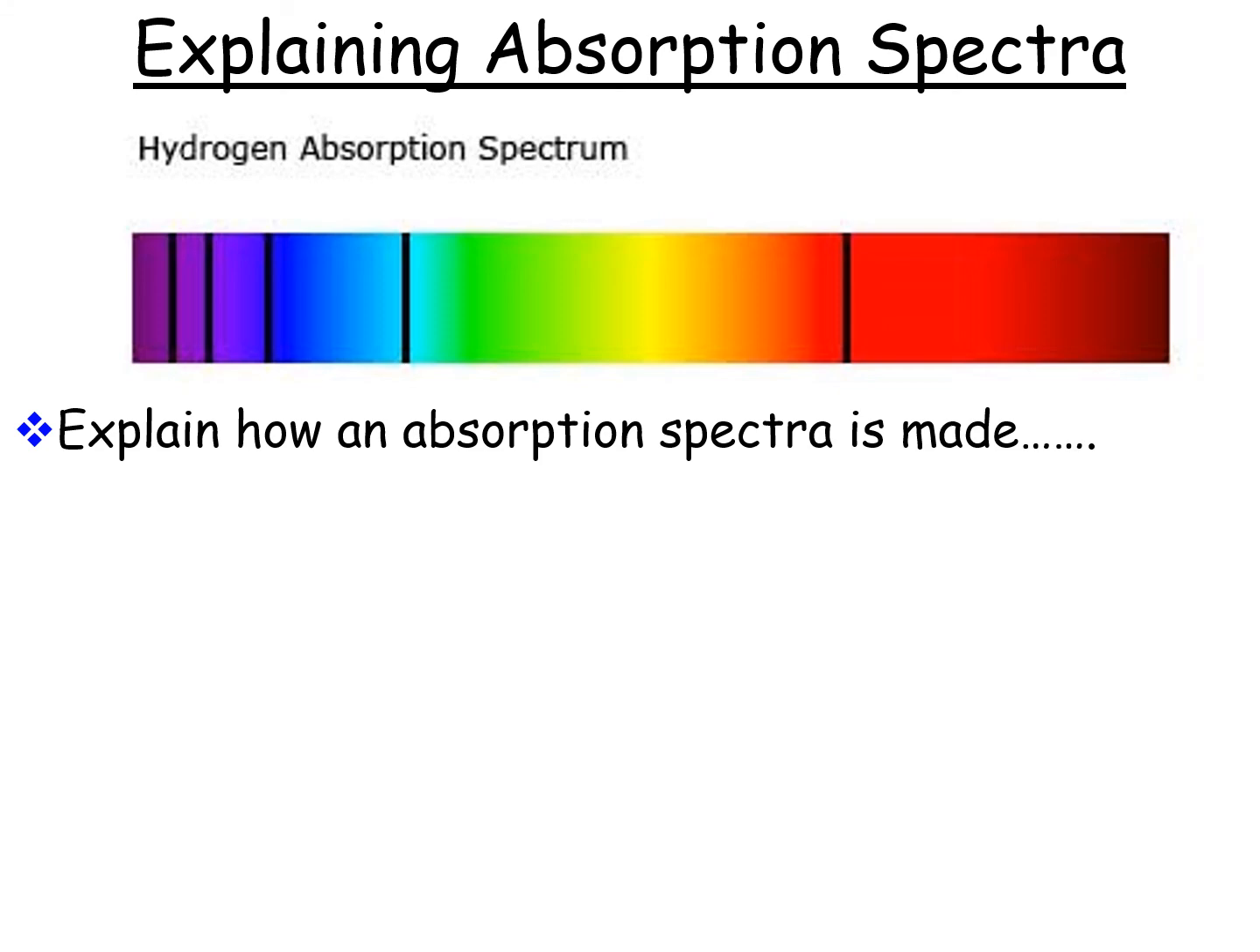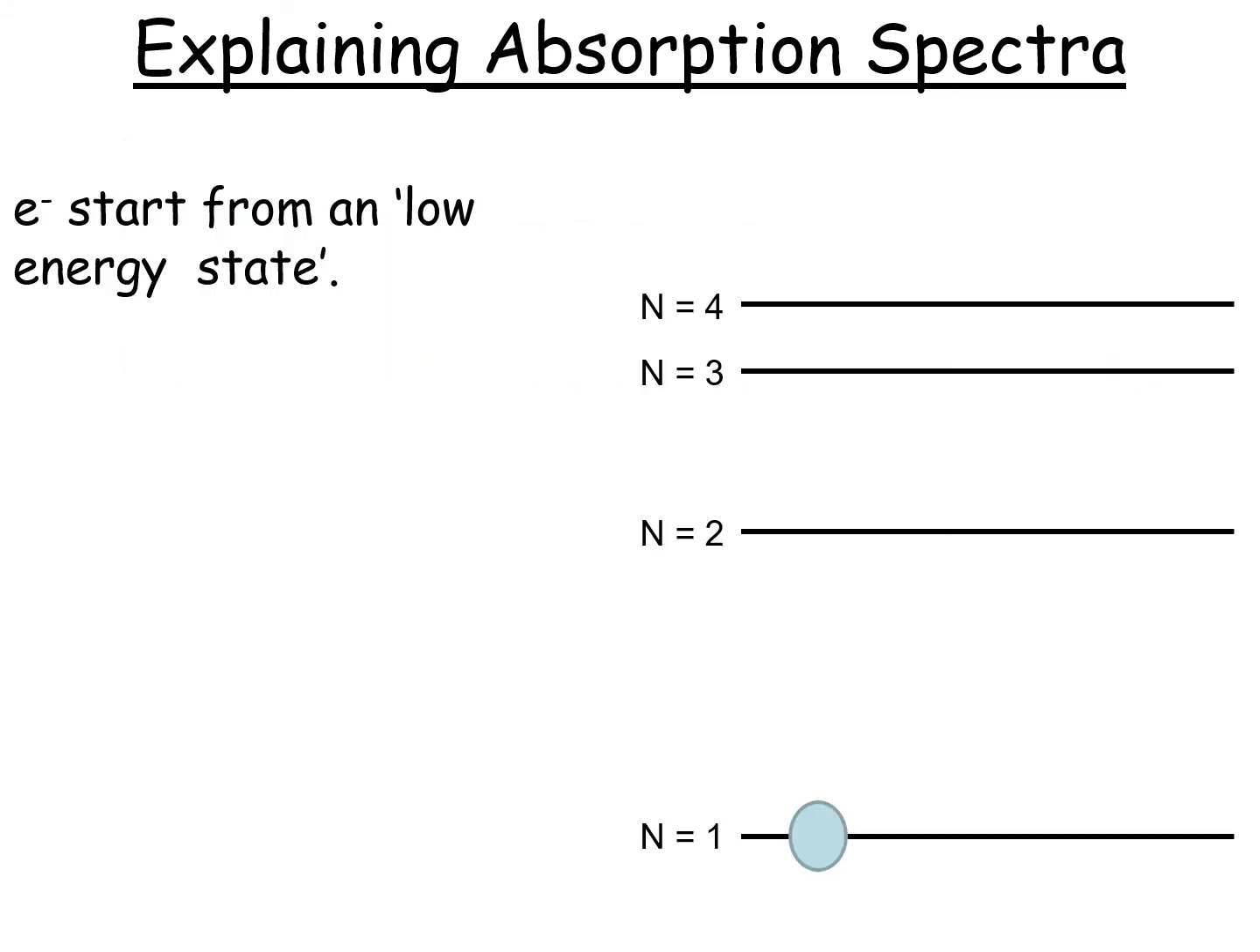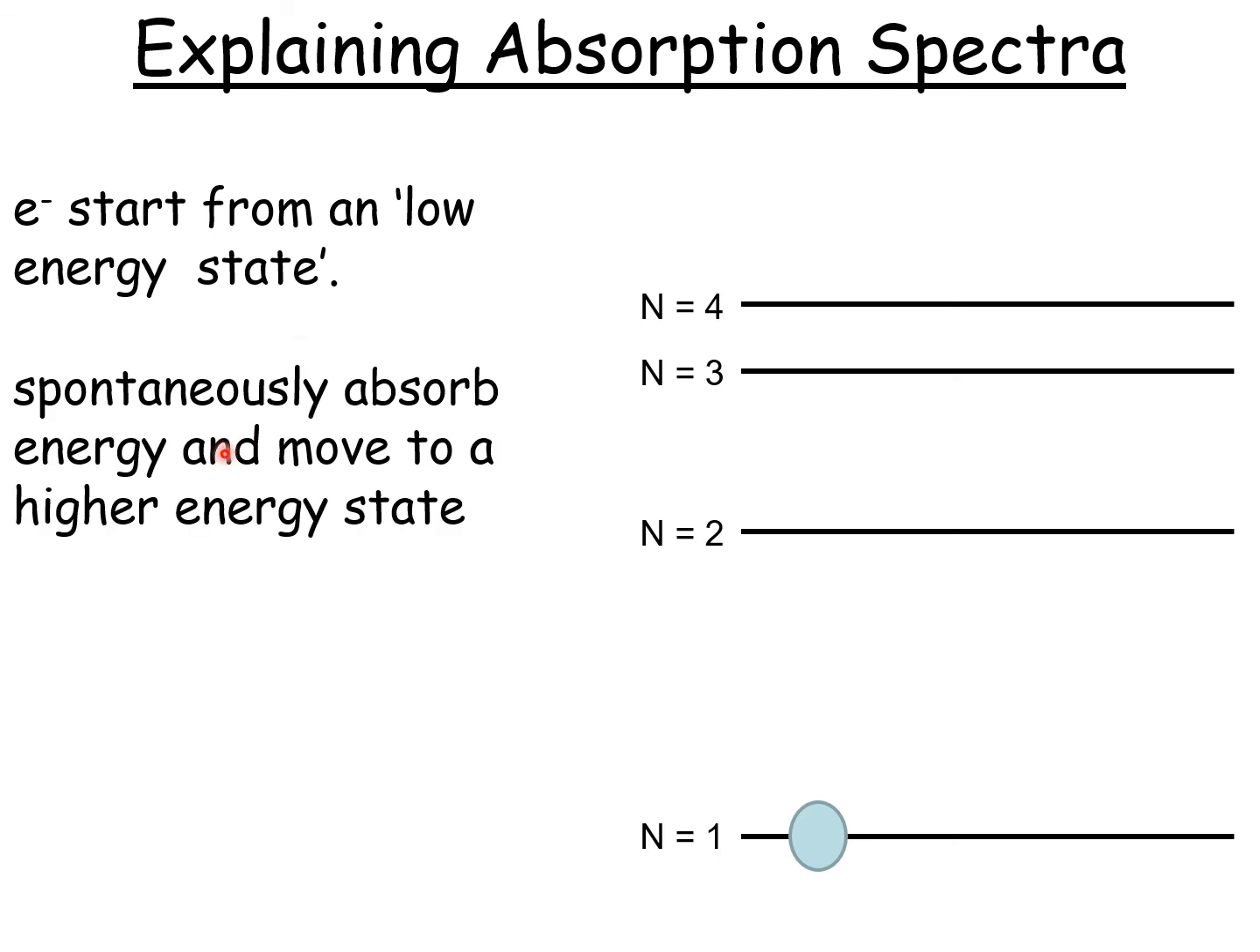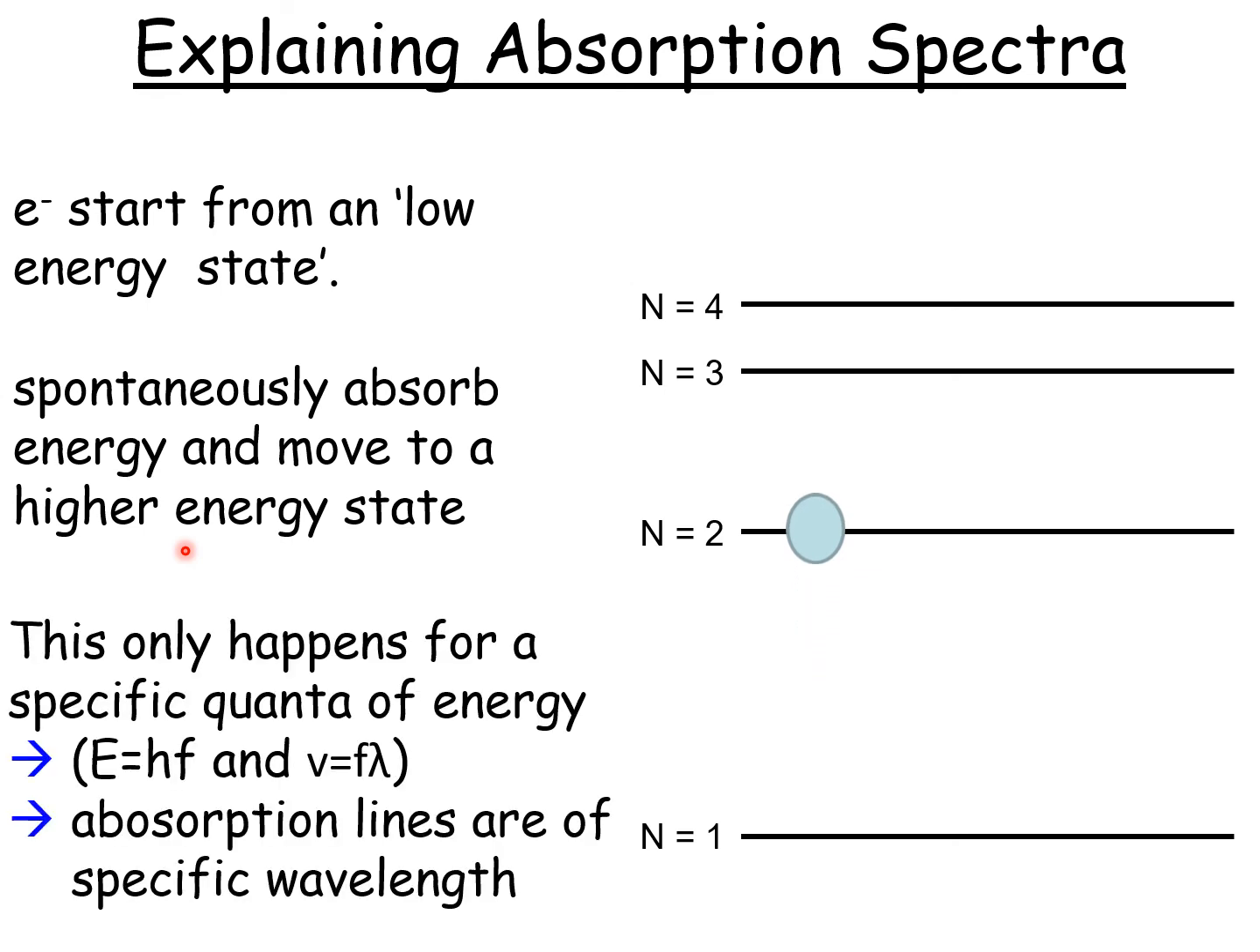Okay, so having used that to explain emission spectra, can you now use the same logic to explain the absorption spectra? So we start with the same diagram, but notice the electron starts in a lower state or even the ground state, because remember in an absorption spectrum, the electron has to absorb the energy. Okay, so electrons start from a low energy state. It spontaneously absorbs energy and moves to a higher energy state. So it goes up one. And remember, this only happens for specific quanta of energy. And again, we can calculate it using these two equations. And that means you get absorption lines of a specific wavelength.